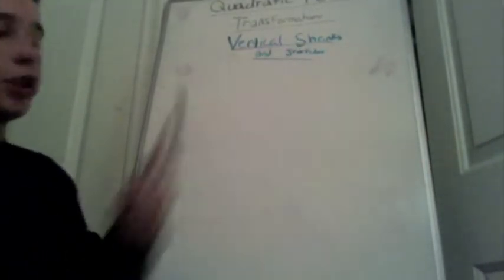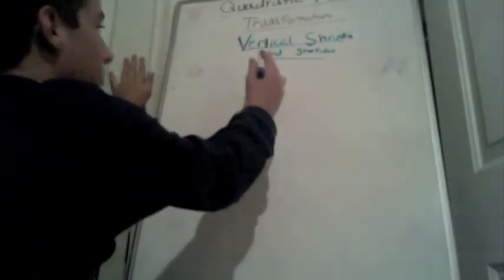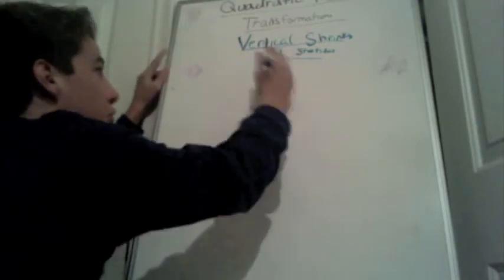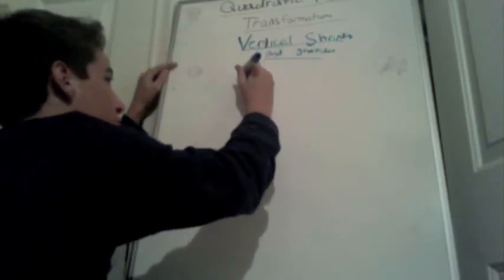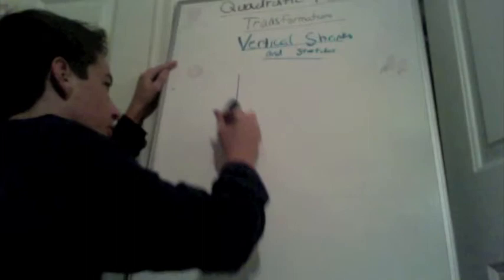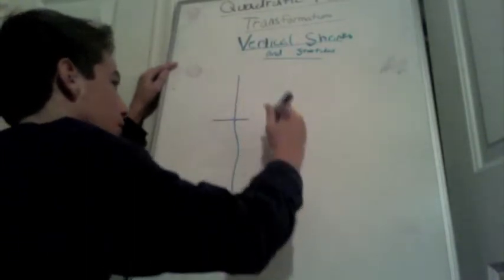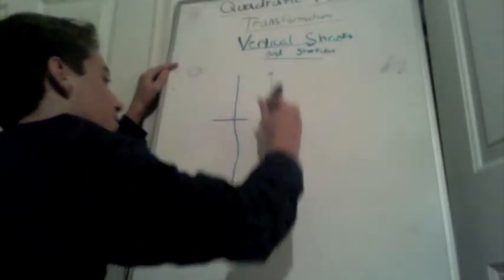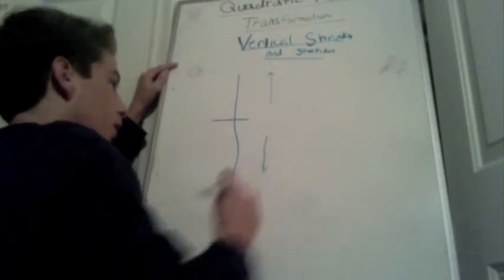In this video we're going to be going over vertical shrinks and stretches, which is going to be a little bit harder than the topics in the last few videos. So first, let's think about what a vertical stretch and shrink is. If you're stretching something vertically, it's like you're pulling a piece of taffy up and down.